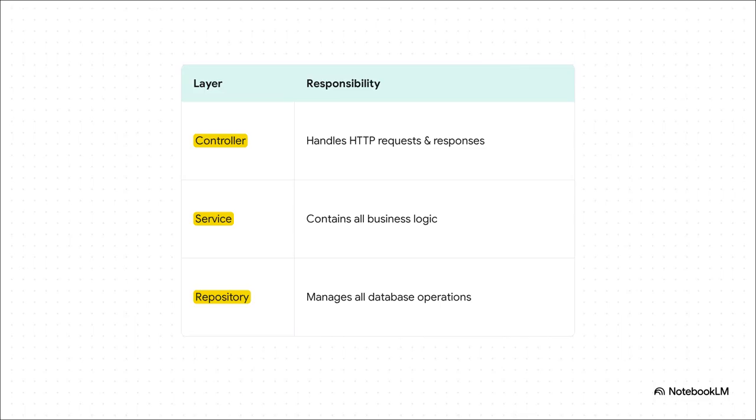This breakdown really gets to the heart of it. The controller just handles communication, all the HTTP stuff. The service is the brain. It contains all your important business logic. And the repository? Its only job is to talk to the database. Each layer has one very clear job to do, and that's it.